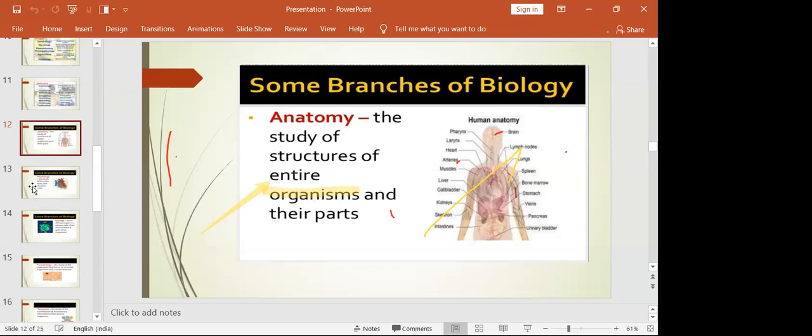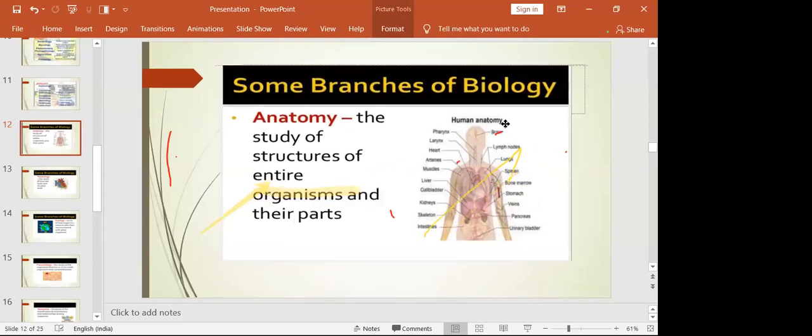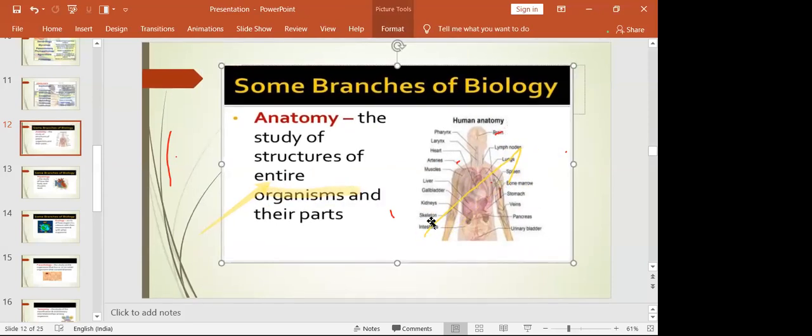Yes, Renuka. Sir, what is meant by anatomy? Yes, look at the screen once. See, human anatomy. It tells us about the entire parts of the human being, the internal structure of the human being. So the study of internal organs and their structure is nothing but anatomy. Note down: anatomy, the study of the structure of entire organisms and their parts.